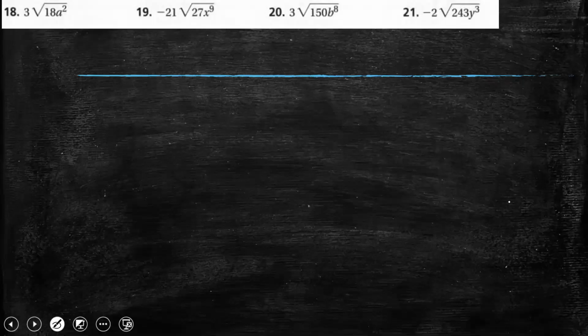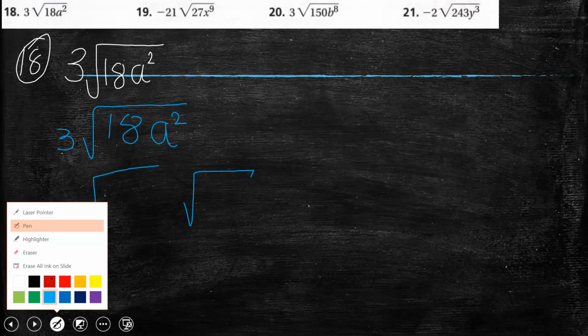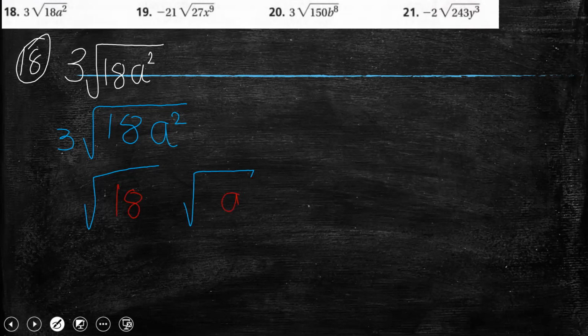Let's now do number 18. Number 18, we have 3 square root of 18a squared. So let's now simplify the radicals, the number under the square root. So it is 18a squared. Now, I will distribute the square root, 1 for 18 and 1 for a squared.